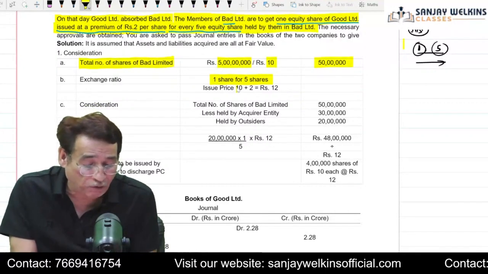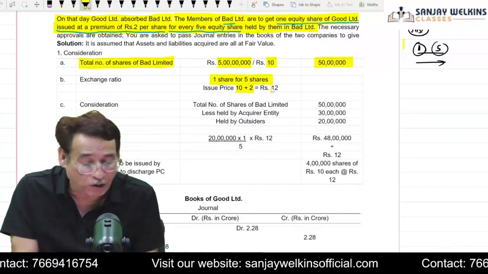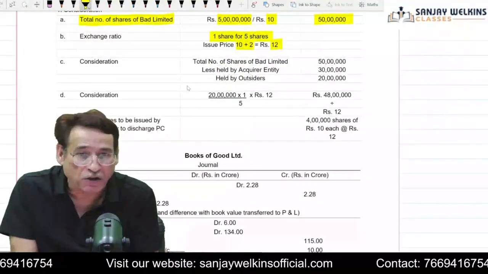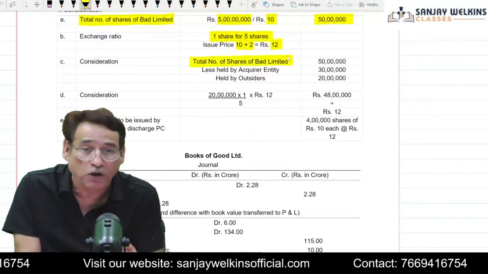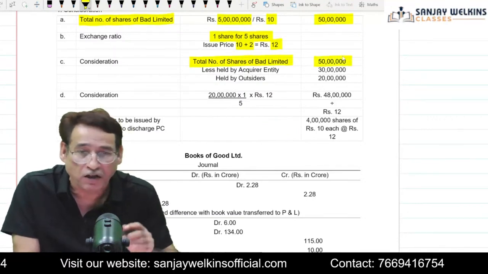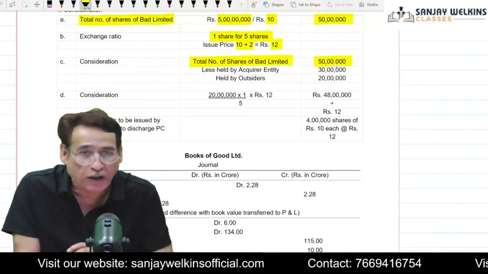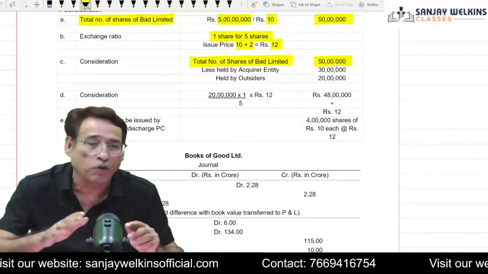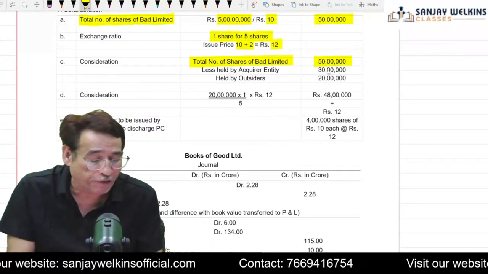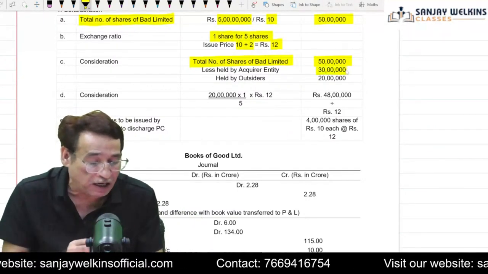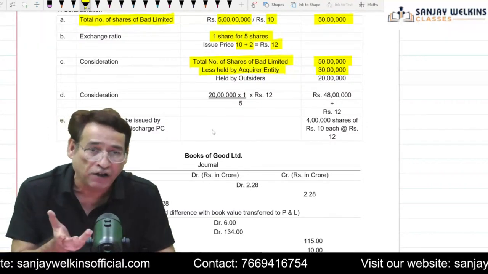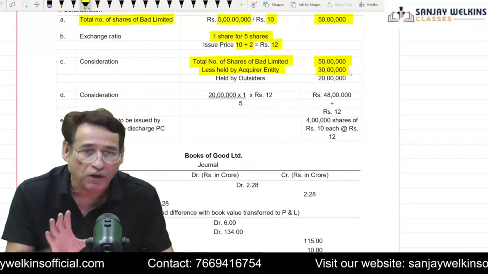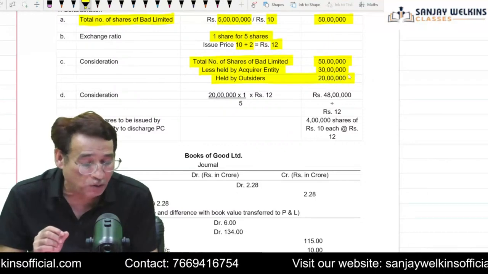And further, it is given that one share which is being issued by the acquirer entity will be issued at the rate of rupees 12, at rupees 2 per premium. Now, in order to know the consideration, first of all, we need to take into account the total number of shares of the acquiree entity, as we did in the last question also, 50 lakhs. Out of that, if you remember the last day, we plugged out those shares which are already held by us. So out of 50 lakh shares of the acquiree company, 30 lakh shares are already held by the acquirer entity. So quite obviously, we cannot make payment to our own shareholders. Are you getting my point or not? Only payment can be made to outside shareholders.